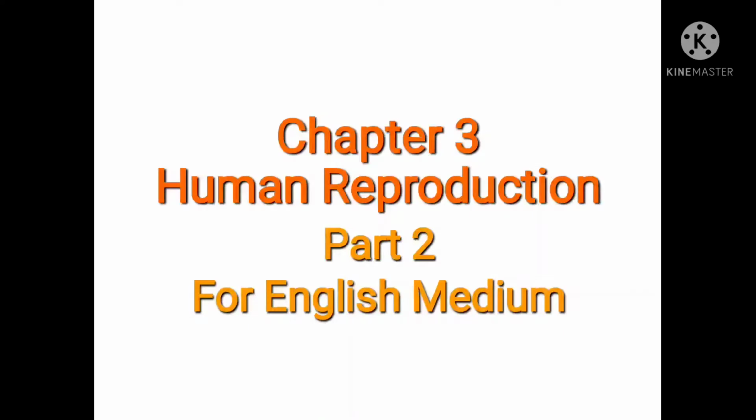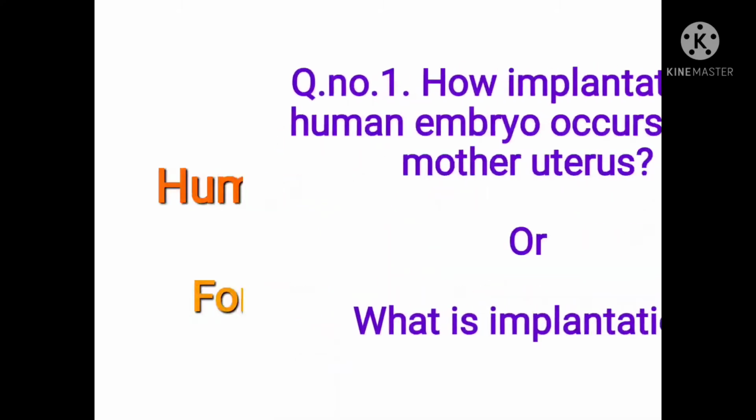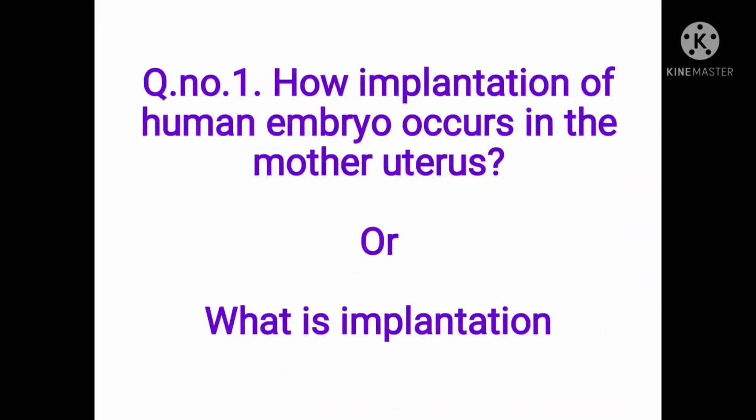Today I am going to discuss 5 most important questions for HS final examination from the chapter Human Reproduction. So the first question is, how implantation of human embryo occurs in the mother uterus, or what is implantation?